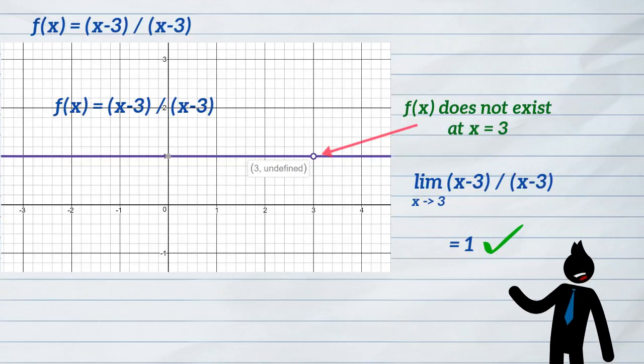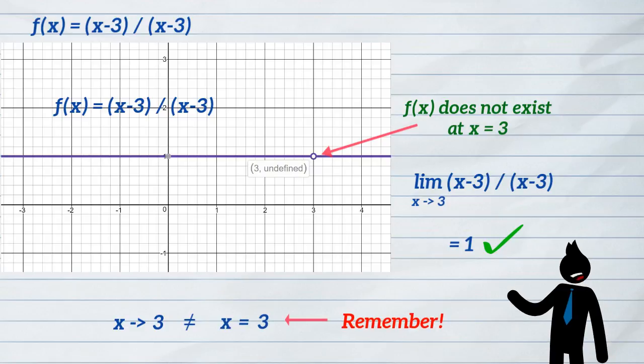Note that we are not finding out the value of the function when x equals 3, rather we are trying to find out what the value of the function converges to as x approaches 3. In short, x approaching 3 is not the same as x equals 3. This is the basic idea of limits.